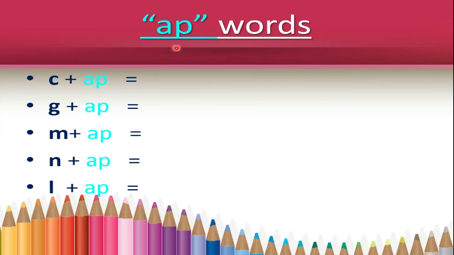Now, what do we have here? Yes, AP words. And we will make three-letter words from AP. When C is added with AP, it forms cap. C-A-P, cap. When we join G with AP, it forms gap. G-A-P, gap.